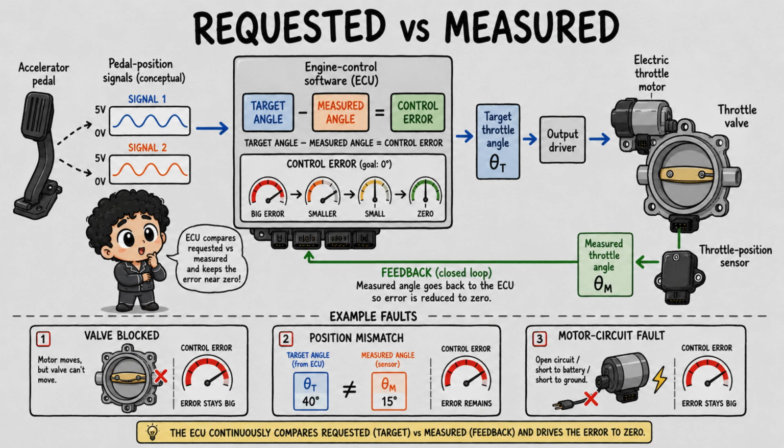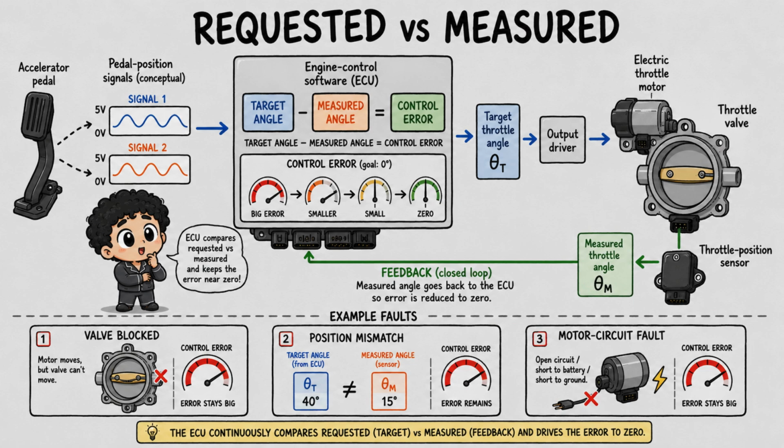The software now has two important values: requested position and measured position. The difference between them is the control error. The controller adjusts the motor command to reduce that error. If the valve is blocked, the engine circuit fails, or the measured position disagrees with the command beyond permitted limits, the system can detect abnormal behavior and apply its defined fault strategy.